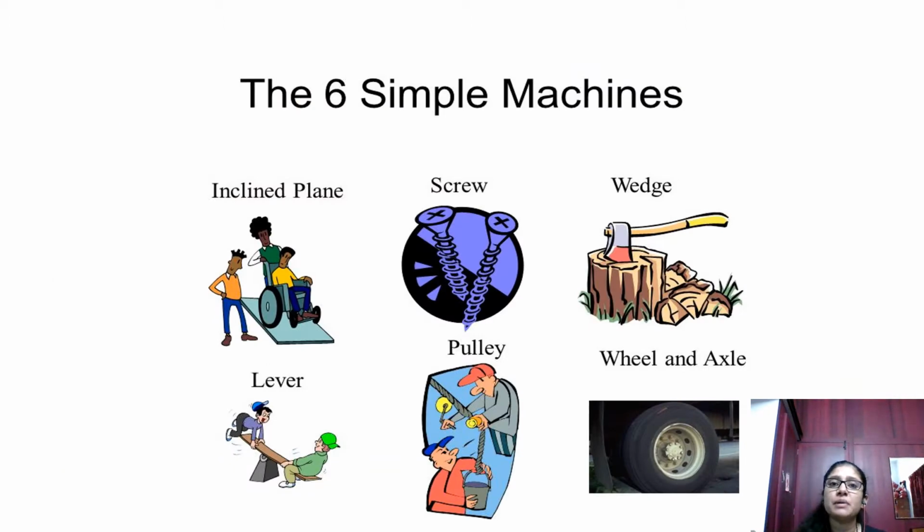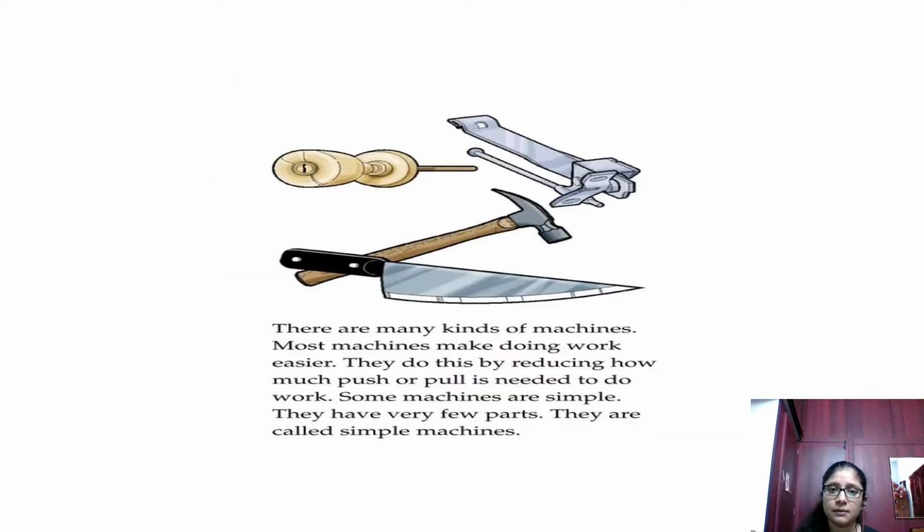There are six simple machines. We are going to see what they are. The first one is inclined plane, screw, wedge, lever, pulley, wheel and axle. So these are the six simple machines. Again I'm telling you, these are the machines that we use in our daily life. When you look at the pictures here, you may wonder, wow, these are the simple machines that I'm using in my daily life. The six simple machines are inclined plane, screw, wedge, lever, pulley, wheel and axle. One by one we'll see what they are.